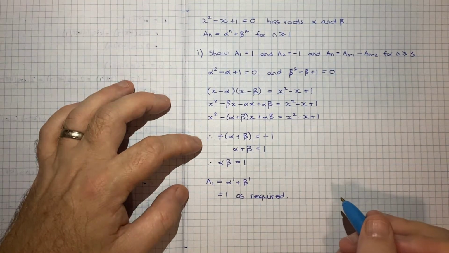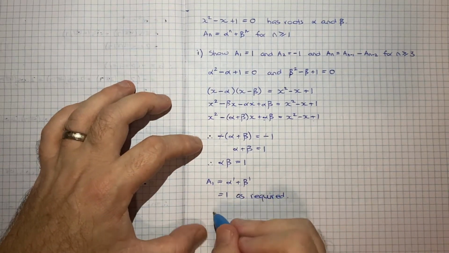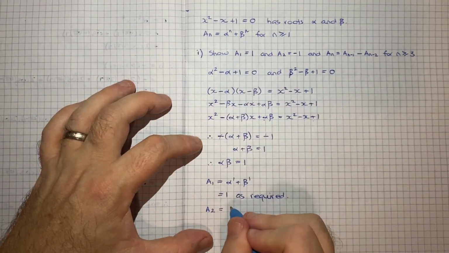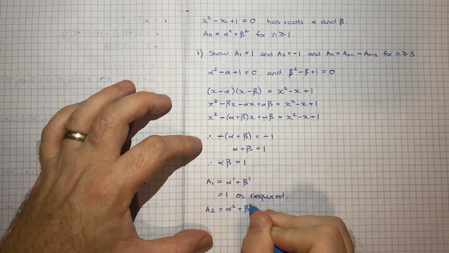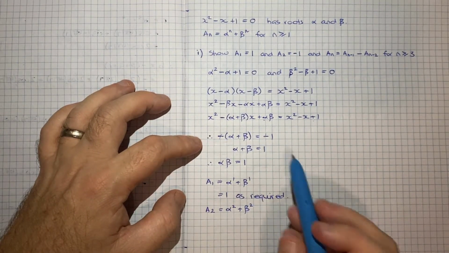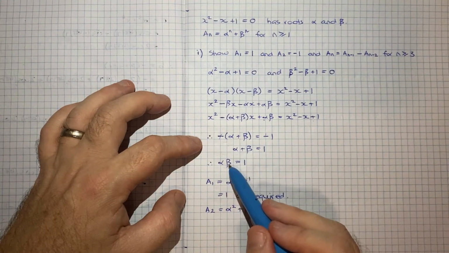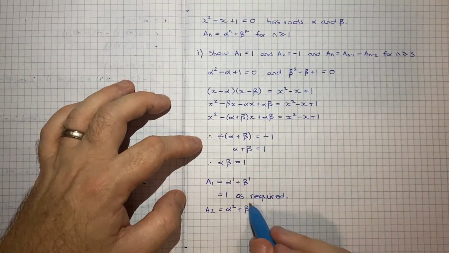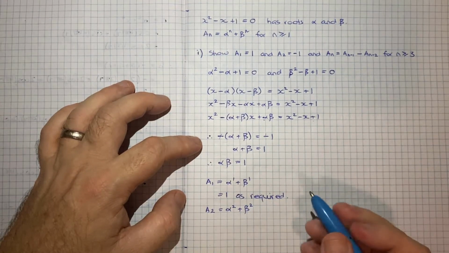For A2, A2 is going to be alpha squared plus beta squared. Now what I'd like to do is get this in terms of alpha plus beta and alpha beta, since I know their values. If I can get this into a perfect square, I think that's going to help.